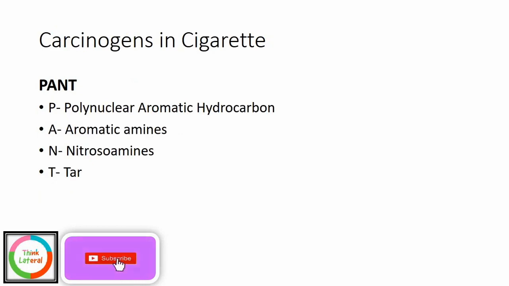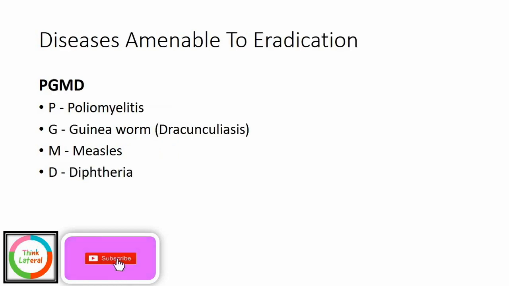Now for carcinogens in cigarette, PUNT is the mnemonic here. P stands for polynuclear aromatic hydrocarbon, A stands for aromatic amines, N stands for nitrosamines, T stands for tar. PUNT is the mnemonic for carcinogens in cigarette. So diseases amenable to eradication, those diseases which can be eradicated in near future, is PGMD or MDPG. P stands for poliomyelitis, G stands for guinea worm infection or dracunculiasis, M stands for measles and D stands for diphtheria. PGMD is the mnemonic for disease amenable to eradication.